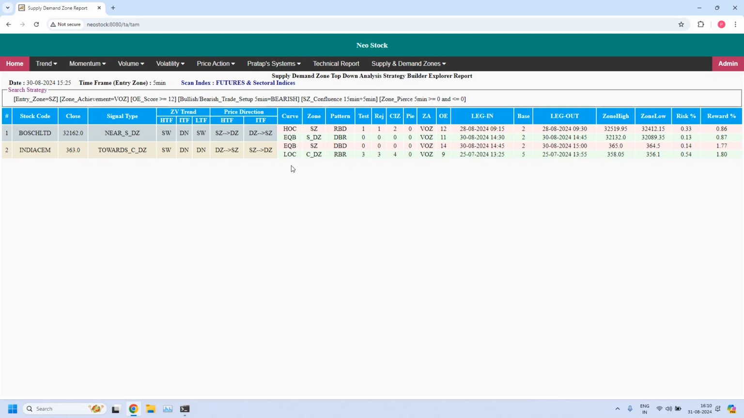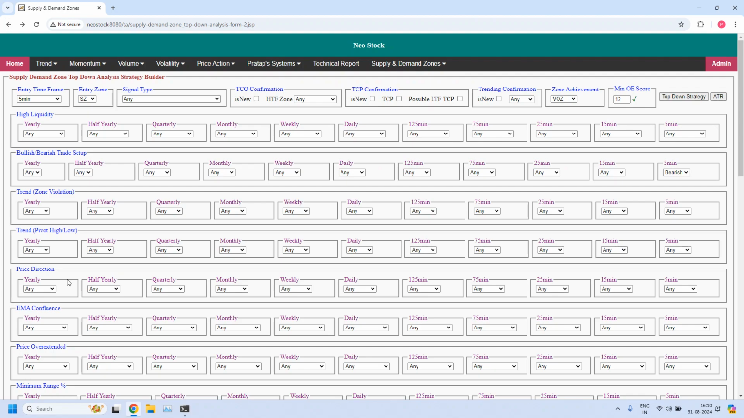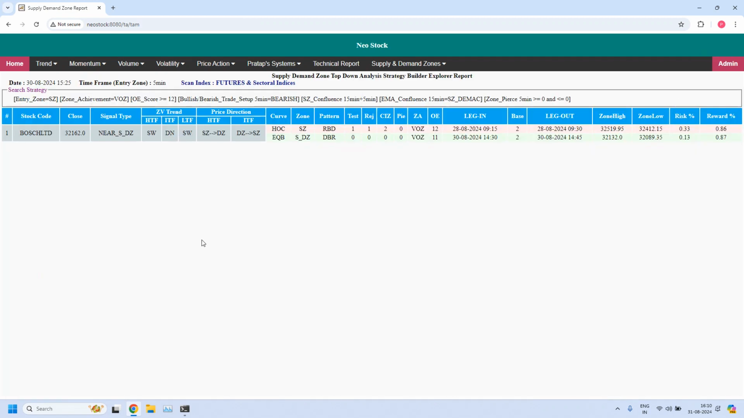Now let's verify whether these 15 minute zones are having confluence with the daily EMA. In the EMA confluence, the 15 minutes is having supply. This supply zone is having daily EMA confluence. So one stock is having, very good. This is having daily EMA confluence.